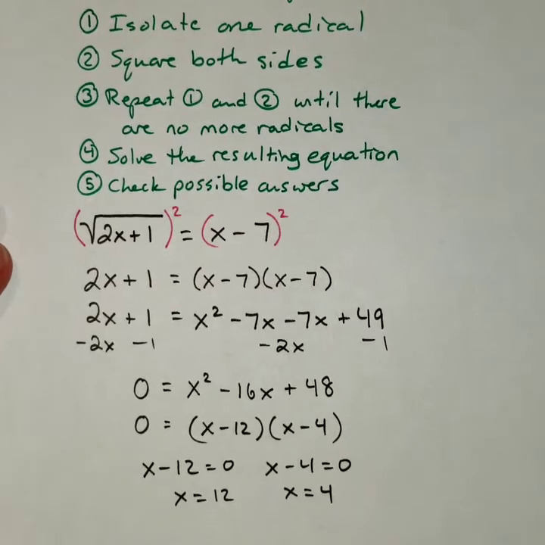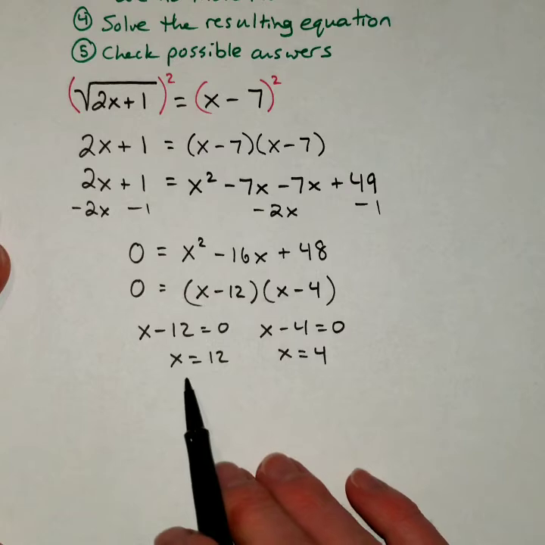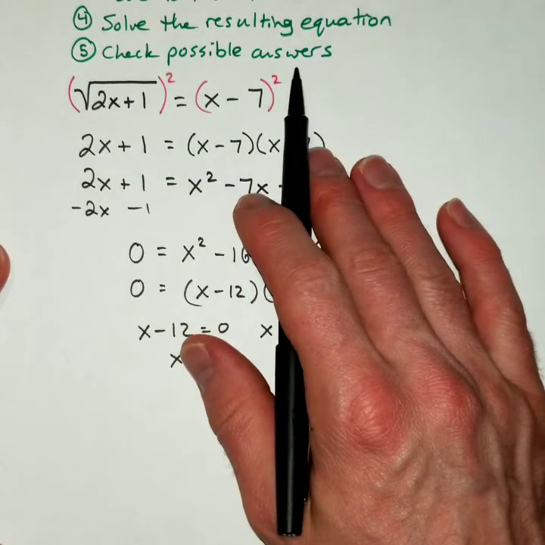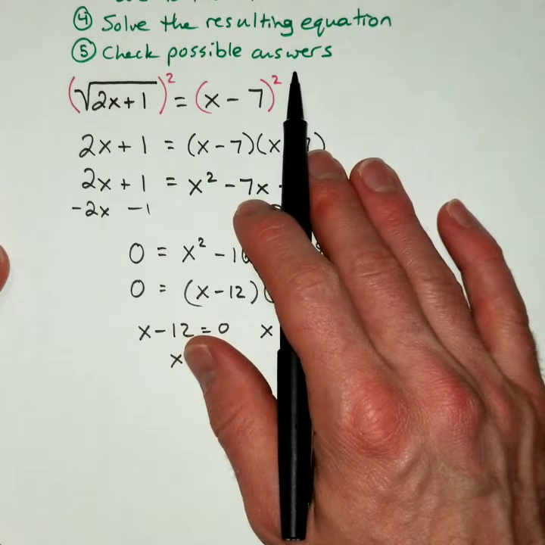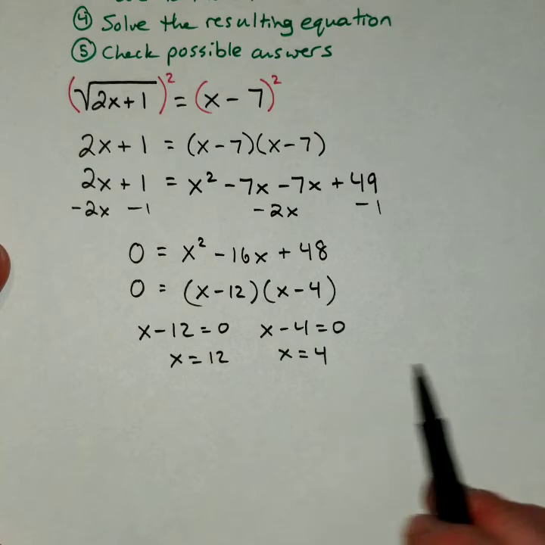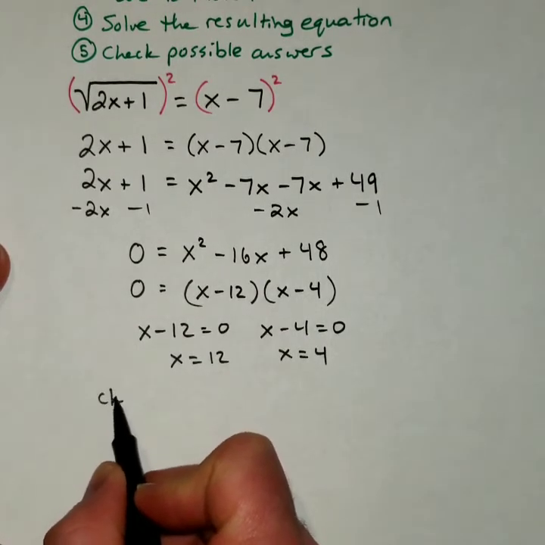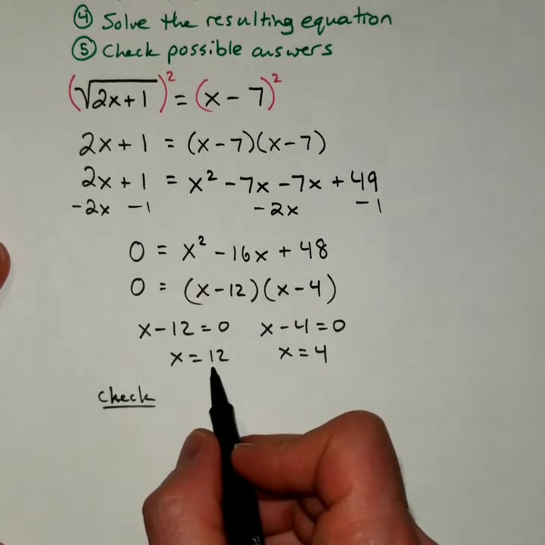And so it appears that I have 2 answers, but remember I have to then check the possible answers because some of them may be extra, or extraneous is what we call them. And so I'm going to go ahead and do the check. I'm going to check the 12 first.